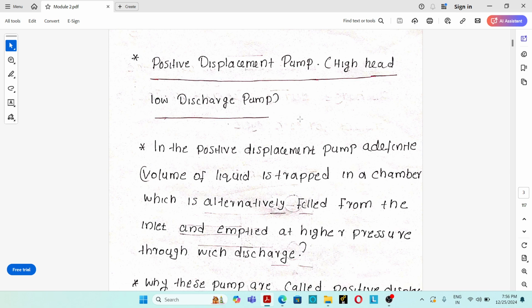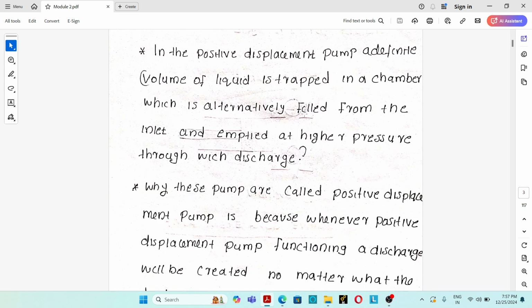But in a hydraulic circuit, the objective is to produce a work output using the pressure energy of the fluid. So positive displacement pumps are commonly high head, low discharge pumps. There is no importance of discharge. The importance of head, that is, pressure head, will be important. That pressure energy will be utilized to produce a work output. So positive displacement pumps are high head and low discharge pumps.